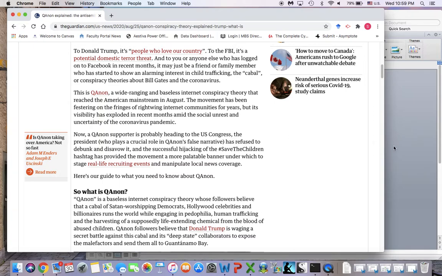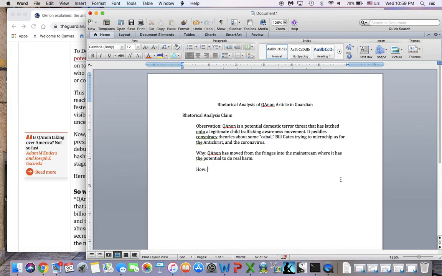So how about we put it this way, just in anticipation of having to write this as an essay in a minute. The public is in need of a guide to QAnon so that they may better form a judgment about its potential dangers. Okay, there we go. So that's the rhetorical analysis claim of this article in a nutshell. So that's the thesis statement all strung together.